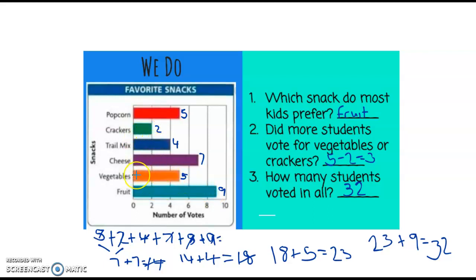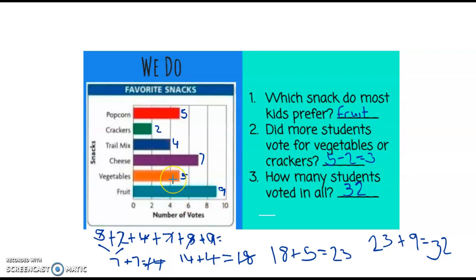I was actually pretty shocked by this. I thought more kids would have voted for crackers, but this is a pleasant surprise. Alright, but in any case, we can see where the bar stops for vegetables is in between 4 and 6, so therefore it's 5. And we're comparing it to crackers. We want to know how many more students voted for vegetables. Oh, I'm sorry, I read this wrong. It says, did more students vote for vegetables or crackers? It's a good thing I checked my work.